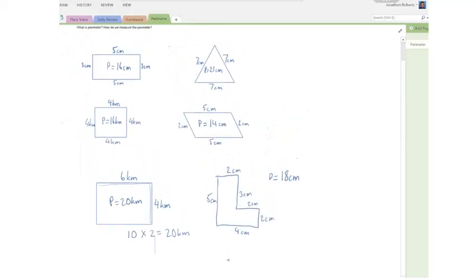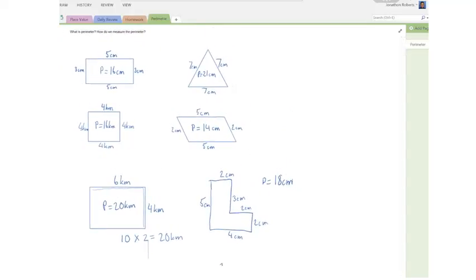Now, the different tools we can use to measure our perimeters, first of all, we have a ruler for anything that is about a meter or smaller. And then if it's larger, we will go outside and use trundle wheels, which will count 1 meter at a time. So that is perimeter.